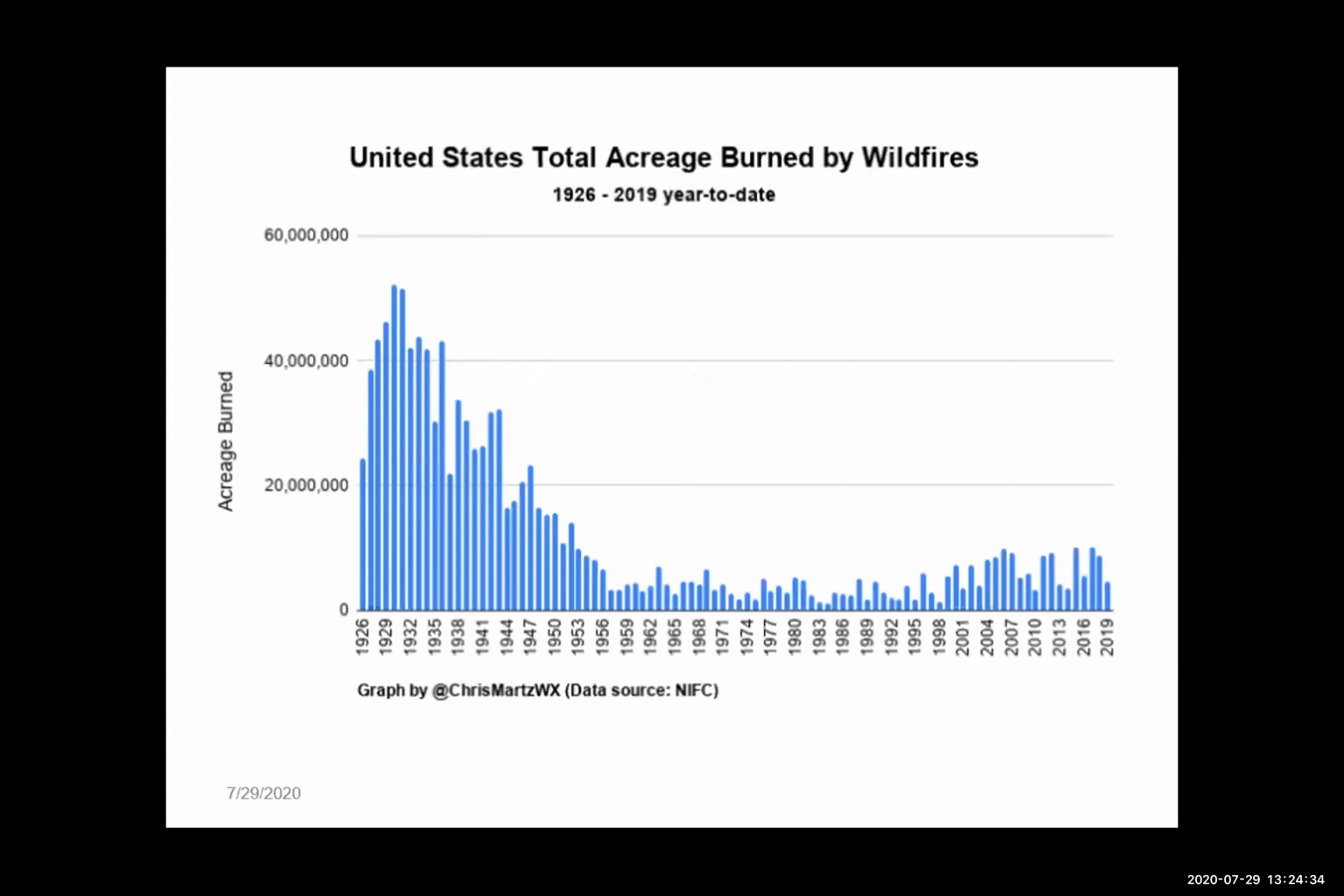Here's a graph that shows the amount of acreage burned from wildfires over time, going back to 1926. You can see that we had a huge increase in wildfires until about the 1950s, when we really started to actively suppress them. We got better road networks. We did a lot of logging. We were doing a lot of removal of the fuels that would cause those wildfires. And for a long time, the amount of wildfires were pretty stable, pretty low.